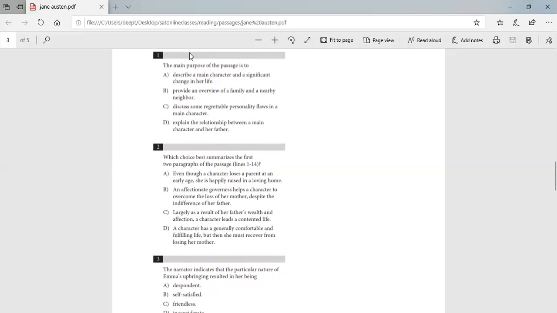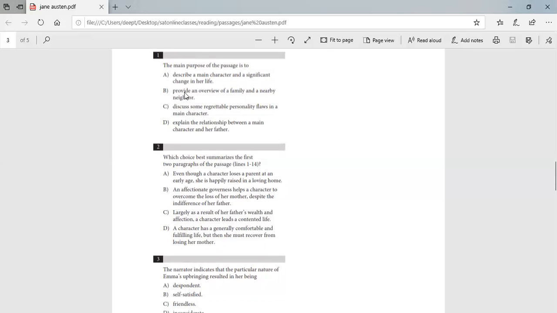Now, the main purpose of the passage, like we discussed, is that Emma is one of the characters and how she's living her life while the governess was there versus while she got married and now Emma is alone. So that's what happened. Let's see the options. Describe a main character. So did I describe Emma? Yes, I did. And a significant change in her life. Something changed in her life? Yes, something did. So keep this option.